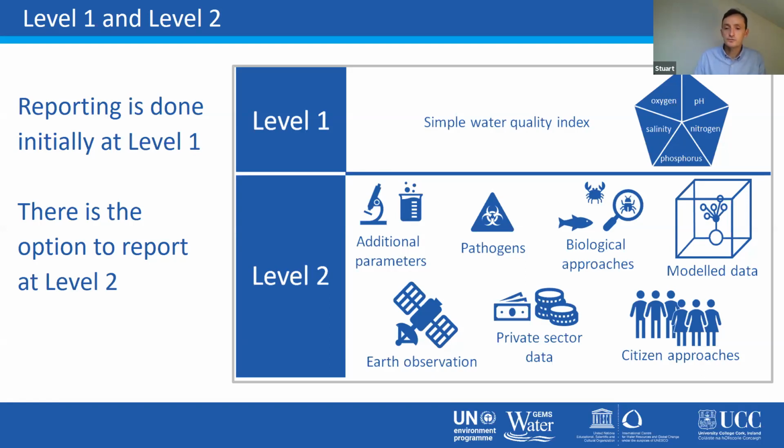And the reason we have a level 2 and level 1 is that level 1 ensures that we have this global comparability. So we have something that we can compare between different countries and different world regions. Whereas level 2 allows countries to report on parameters which are more nationally relevant, and also better reflect the national capacity to monitor and assess their freshwaters.